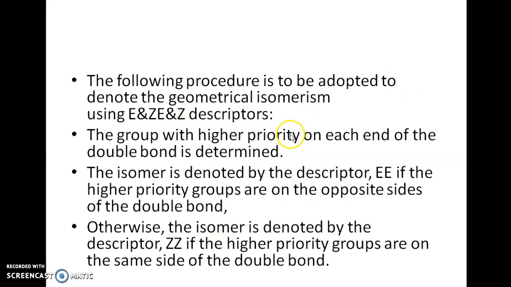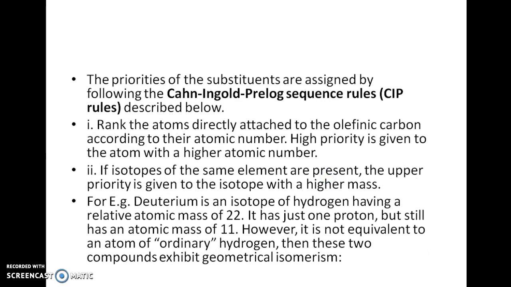The following procedure is adopted to denote the geometrical isomerism using E and Z descriptors. The group with higher priority on each end of the double bond is determined. The isomer is given the descriptor E if the higher priority groups are on opposite sides of the double bond. Otherwise, the isomer is denoted by the descriptor Z if the higher priority groups are on the same side of the double bond. The priorities of the substituents are assigned by CIP rules.